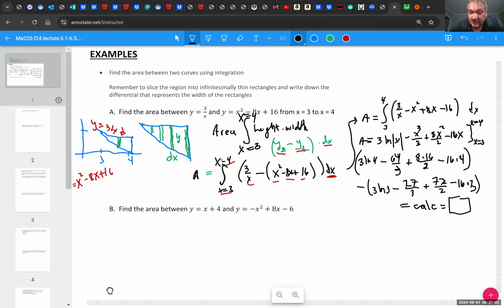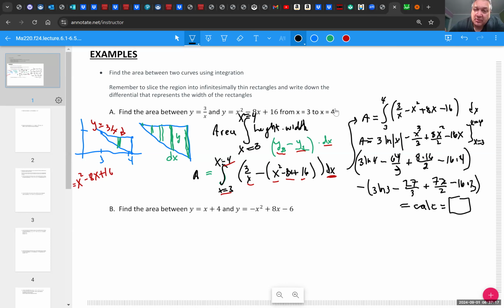Let's just do a couple more examples so you can see these in action. All right, so example B here, I have a couple of functions. This is a different one, negative x squared plus 8x plus 6, and this is y equals x plus 4. And it does not give from x equals 3 to x equals 4.